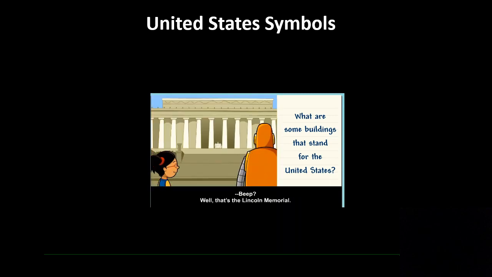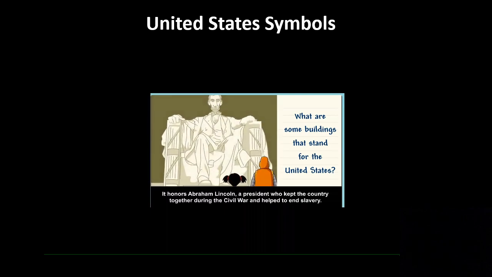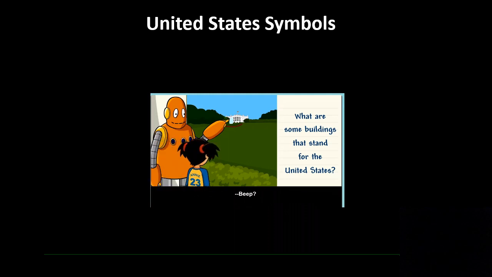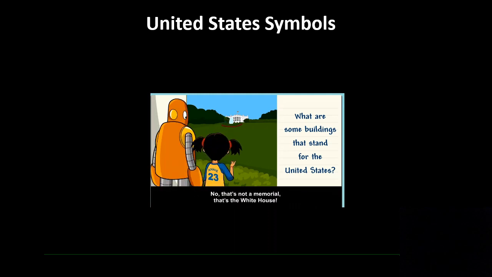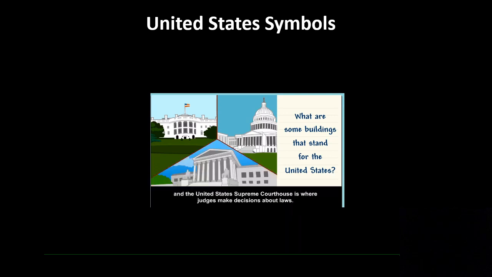Well, that's the Lincoln Memorial. It honors Abraham Lincoln, a president who kept the country together during the Civil War and helped to end slavery. No, that's not a memorial. That's the White House. The White House is where the president lives and works. The Capitol building is where Congress meets. And the United States Supreme Courthouse is where judges make decisions about laws. These three buildings are symbols of the United States government.